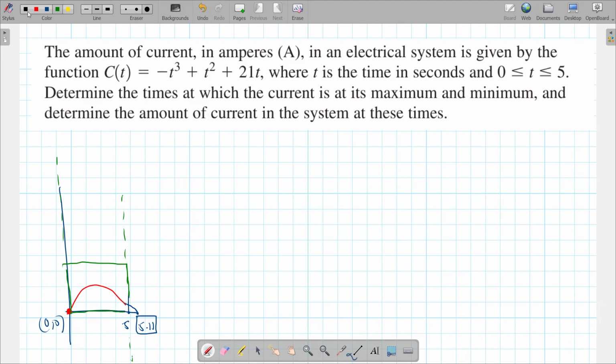There's only one place. Right here. What's happening here? Slope is 0. Let's find the slope. C prime of t equal to 0 equals negative 3t squared plus 6t plus 21. Equals 0. Take out -3: t squared minus 2t minus 7.